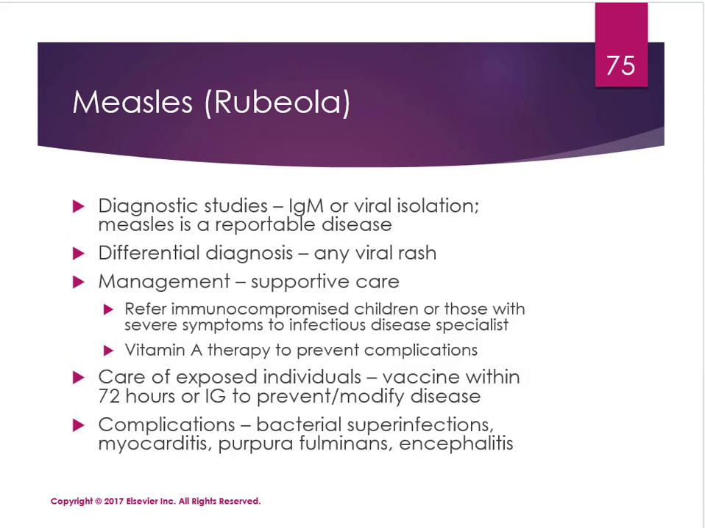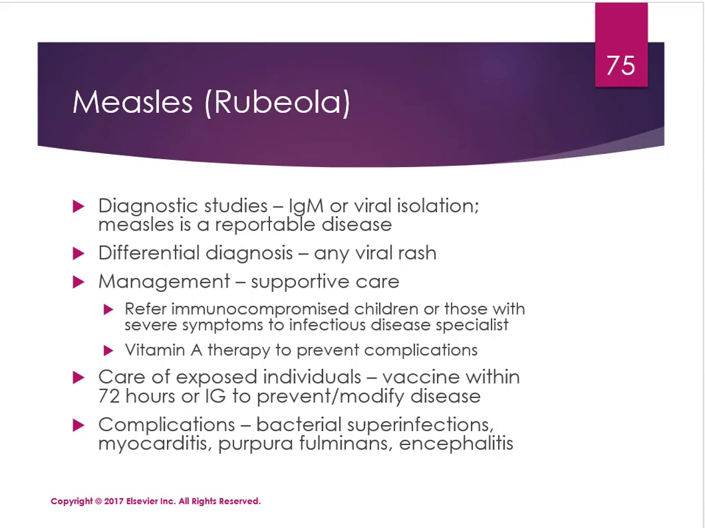Diagnostic studies could include IgM, this may be useful when the symptoms start. The reactivity is low more than 30 days out. The disease can also be confirmed by viral isolation in the urine, the blood, the throat, or the nasopharyngeal secretions. And measles is a reportable disease and must be reported within 24 hours.